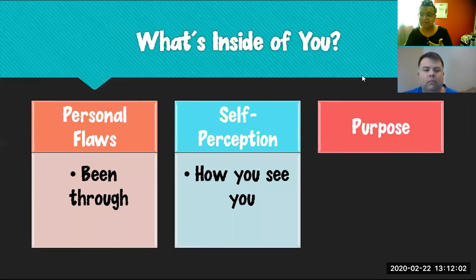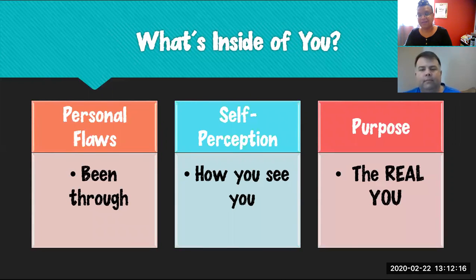And then another layer is our self-perception. And that's just how you see you, or how we see ourselves when we look in the mirror right now. What do you see about yourself? And then we have the purpose layer. That's the real you, what you were originally designed to do.